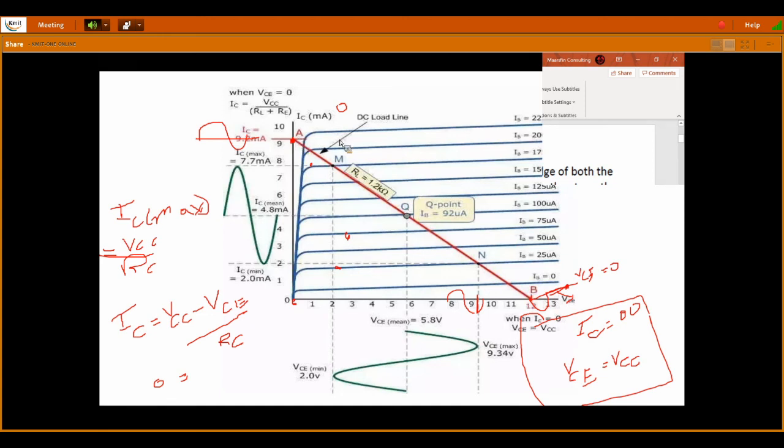So let me draw that output. For the positive cycle of input, the output is zero. But for the negative cycle of input, you would have the amplified output, since this comes under the linear region of your transistor. So for half of the cycle of your input, you don't have any output; we have a distortion or a clipped output. So the power loss will be very high.